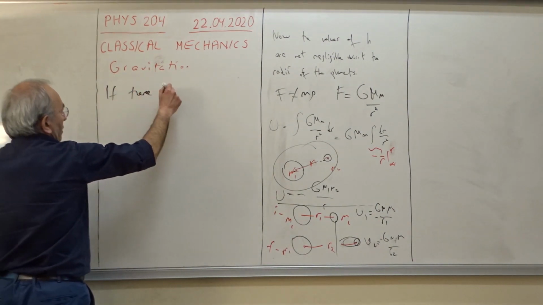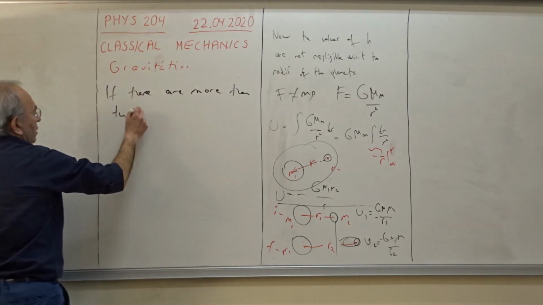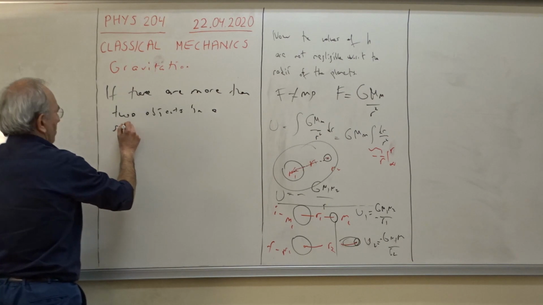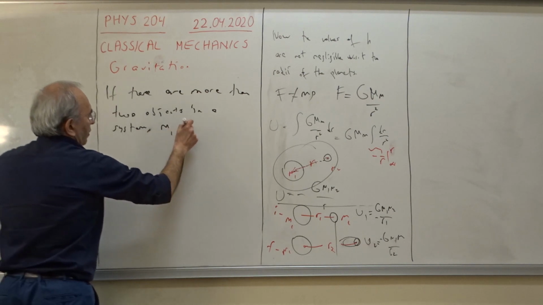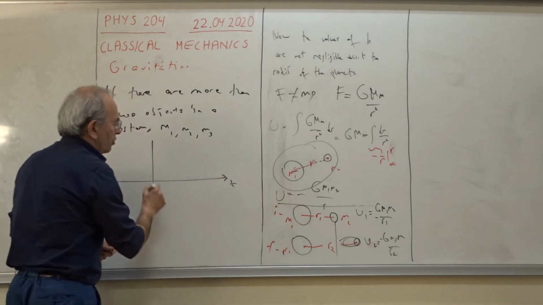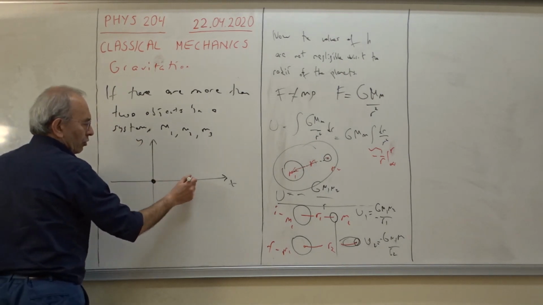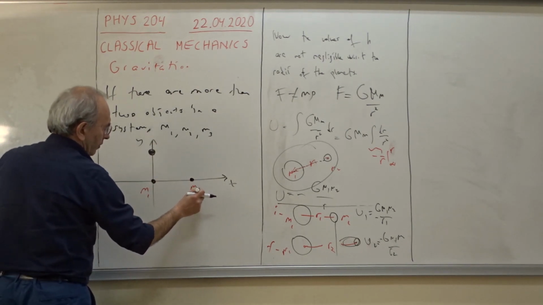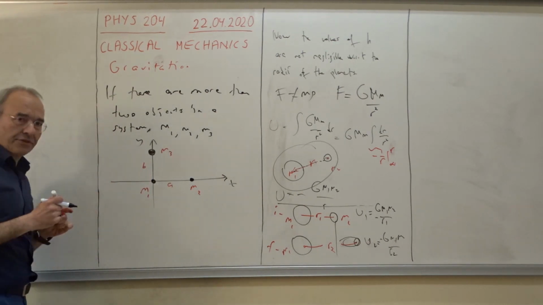If there are more than two objects in a system, such as, for instance, M1, M2, M3. For simplicity, let's choose the xy plane in free space and put those objects at those positions. For example, M1, M2, and M3 are the masses of these objects, and A and B are the distances between them.